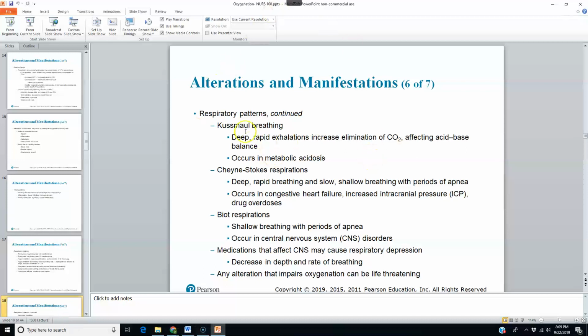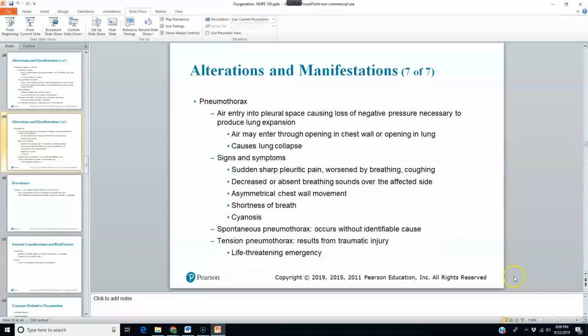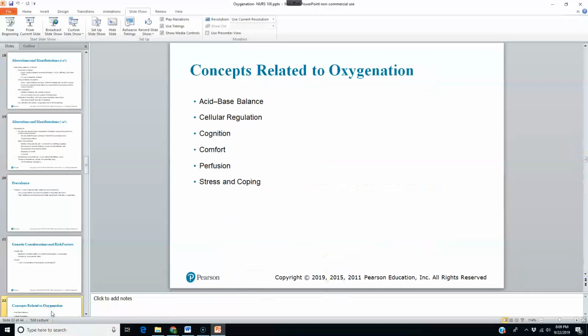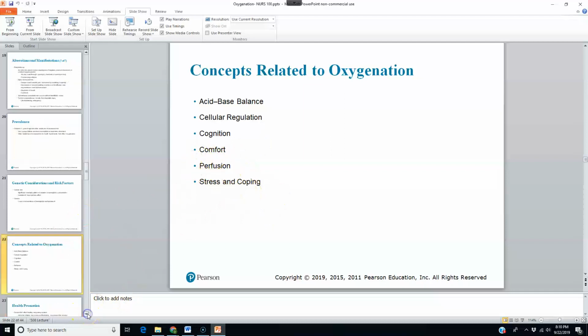Again, know these different types of breathing patterns, Kussmaul, Cheyne-Stokes, Biot, and how medications such as a lot of our opiates can cause respiratory depression. Okay. These are some of the other concepts related to oxygenation, but we're just looking now at the concept of oxygenation. On Wednesday we'll look at perfusion. Okay.